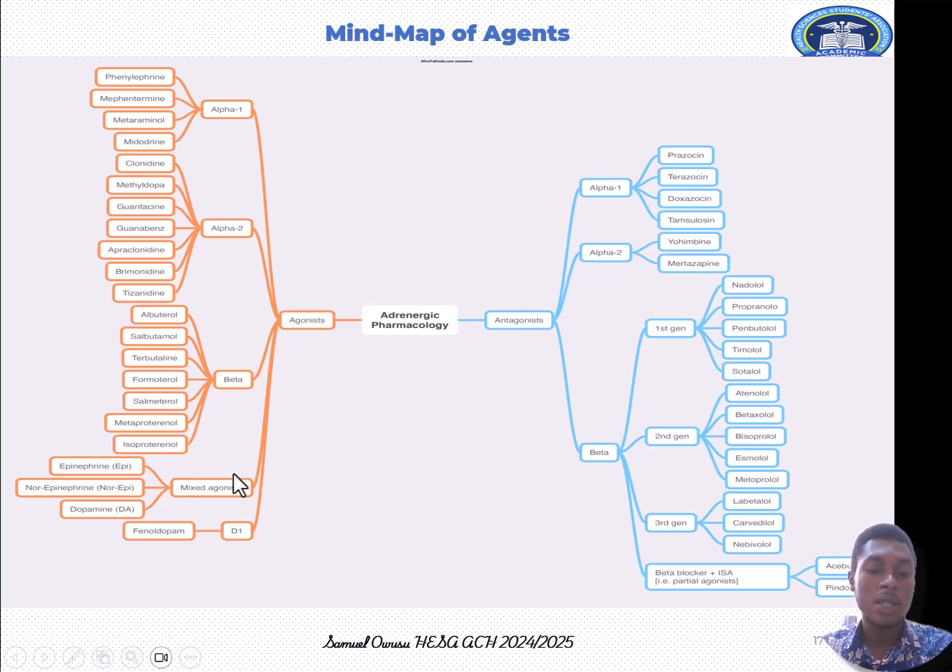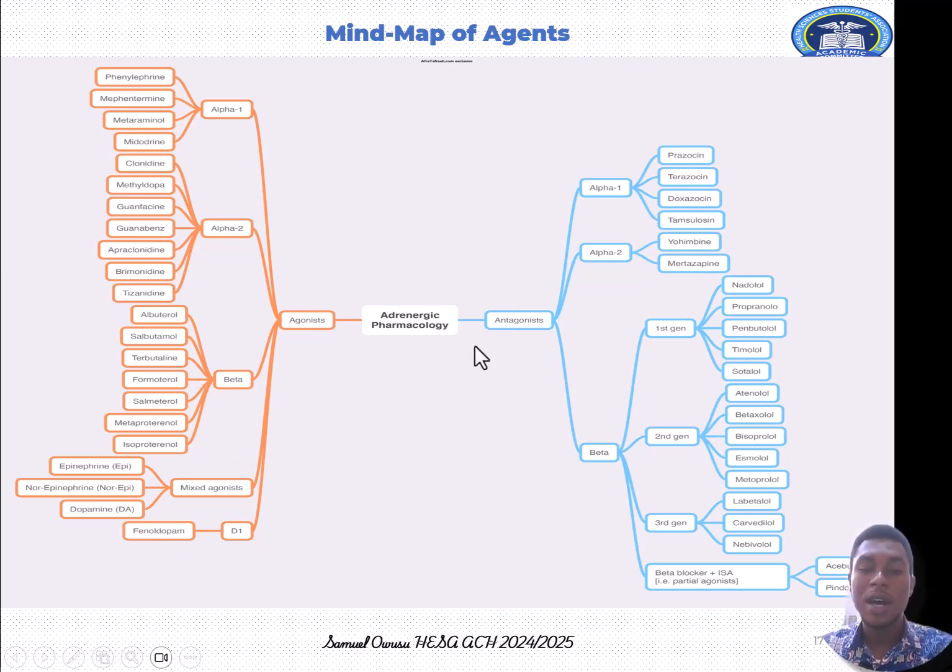Then there are mixed agonists. We have ephedrine binding to all three receptors, and it also has a releasing action. And then we have epinephrine binding to all three receptors. No, epinephrine does not bind to the beta 3 receptors. Then dopamine also binds to D1 receptors and sometimes alpha 2 and then beta 1 receptors. Then we have D1 fenoldopam. This is something I told you to remember. Okay, so this is a mind map.